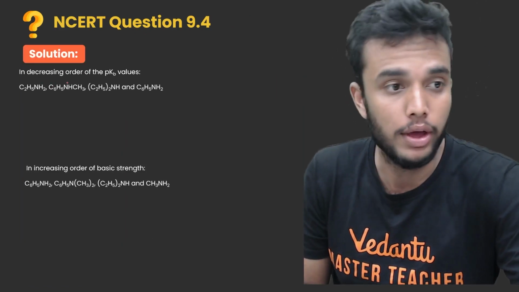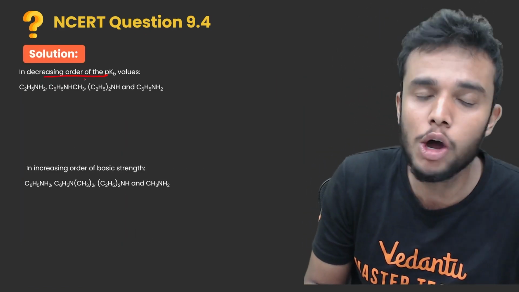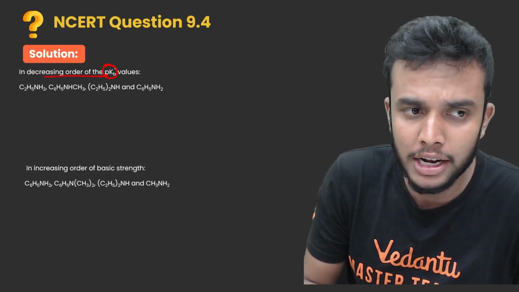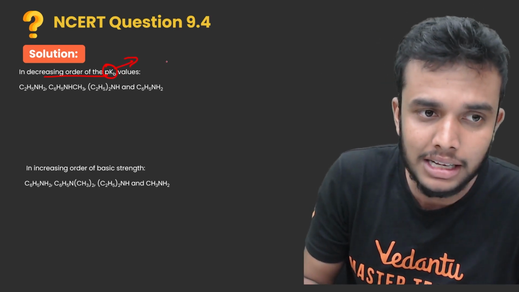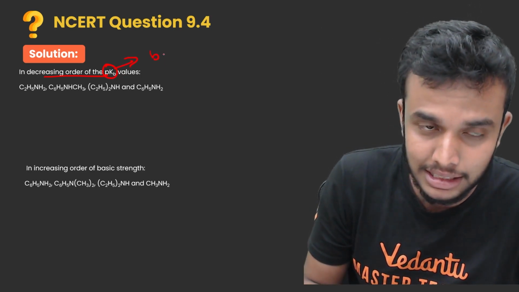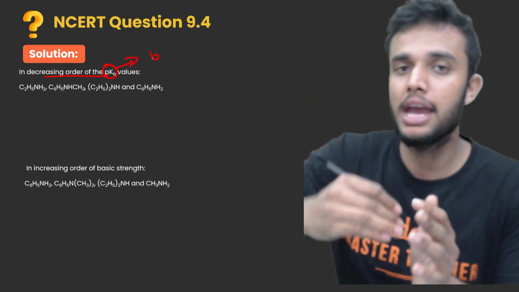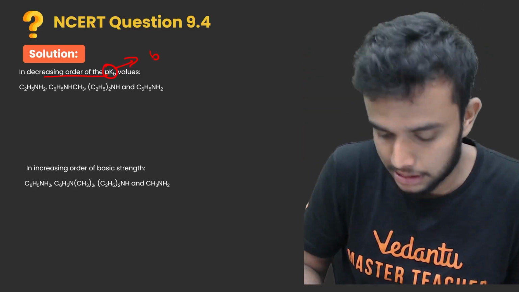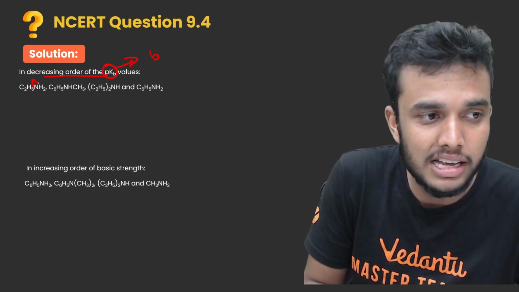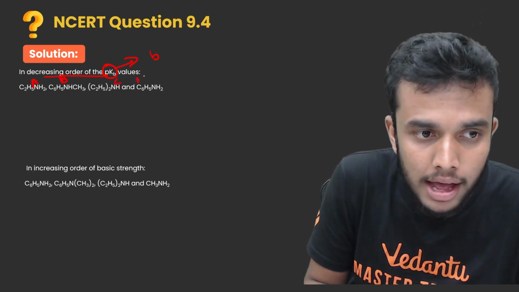First one, arrange the following in decreasing order of their pKb values. We already know that if the pKb value increases, the basicity decreases; similarly, as the basic behavior increases, the pKb value decreases. Let's move on to these four compounds. Let's label them A, B, C, D.